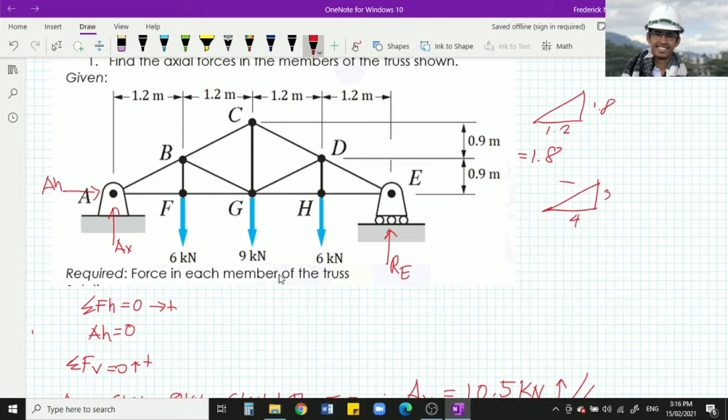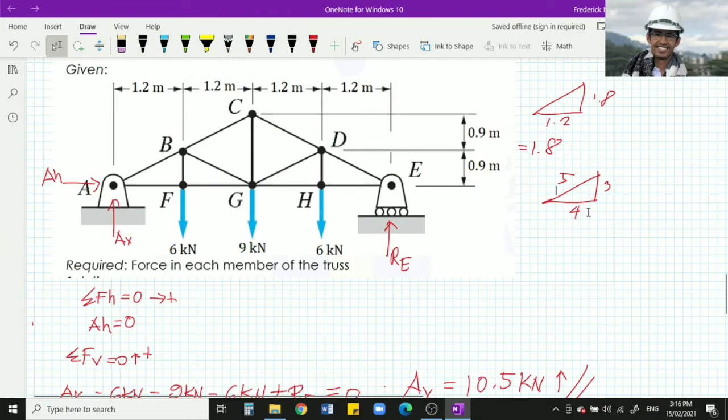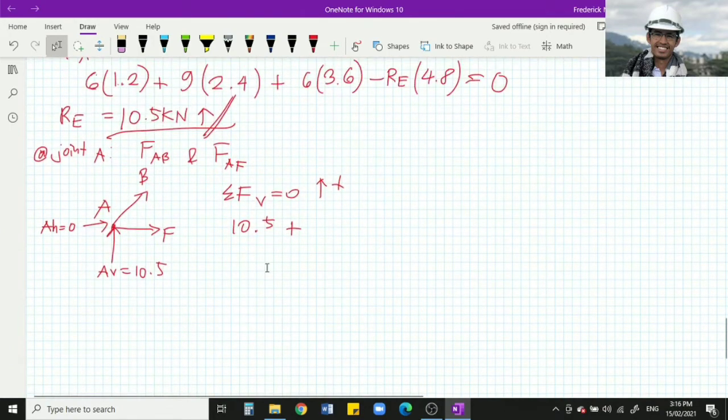Okay? So this is equivalent to 3, 4, 5 na triangle. Okay? So yan yung magiging slope ng ating trusses. Pwede nyong i-check yon. So this is the same din, no? So that will be 10.5 plus yung vertical component ng AB, so yung slope natin is 3, 4, 5. So vertical components will be 3 over 5 times yung AB natin. Okay?